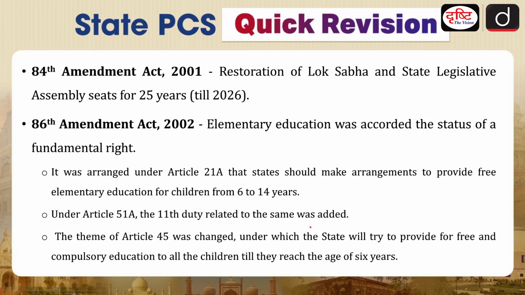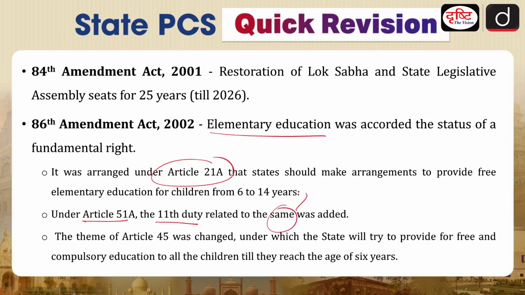Elementary education was accorded the status of a fundamental right. It was arranged under Article 21A of the Constitution, which states that the states should make arrangements for providing free elementary education for children within the age of 6 to 14 years. After that, Article 51A was also added with similar provisions, that is, the 11th fundamental duty was added for the same objective.